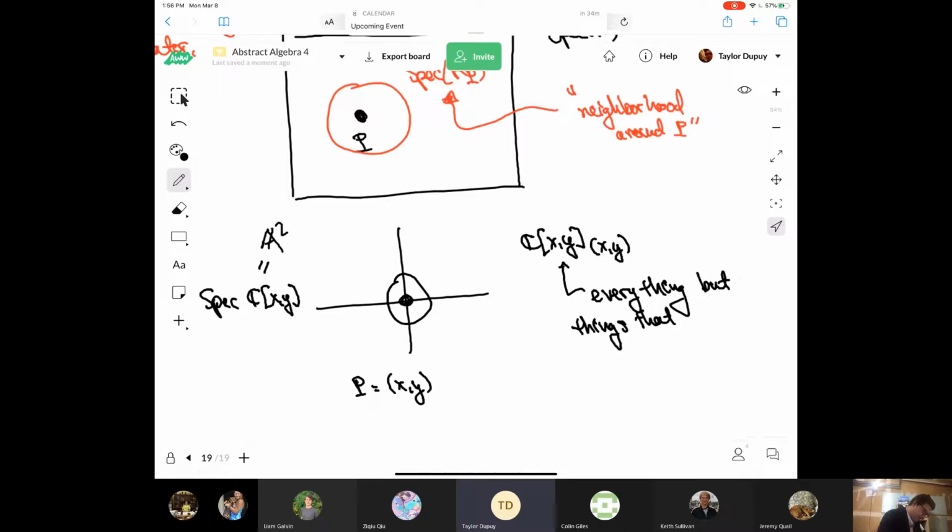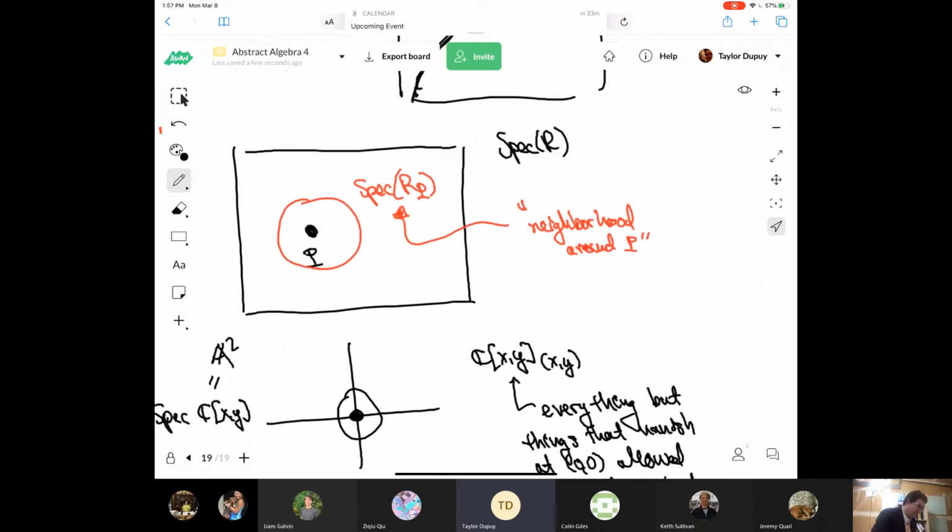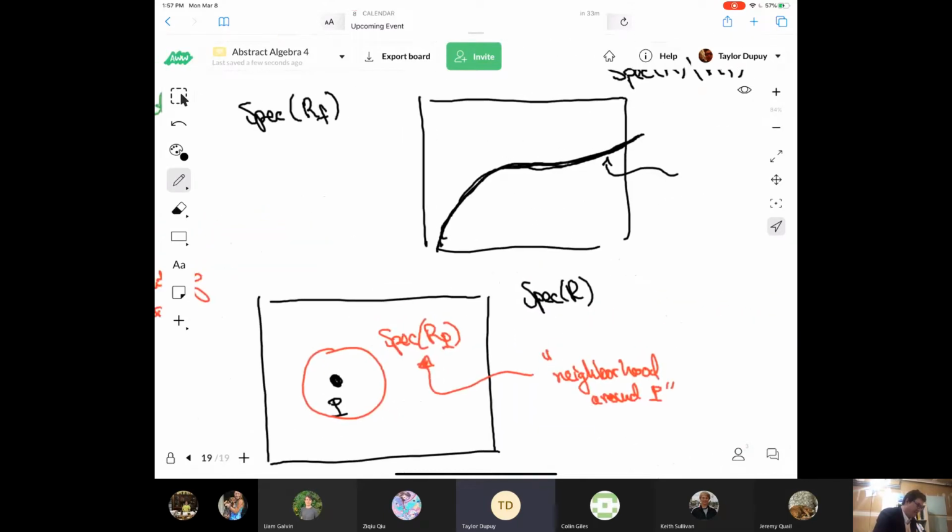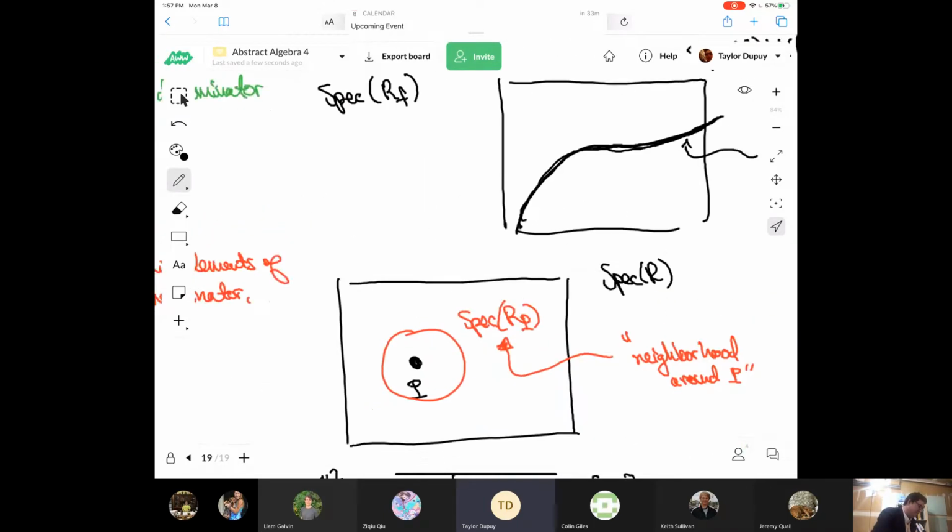Things that vanish at (0,0) are not allowed in the denominator. That's why it's kind of like localizing. This is why it's called localization, because we're going to a point and taking the functions that are okay when you evaluate at that point. These are the functions that make sense at (0,0). I'm allowed to plug in (0,0) into those things.